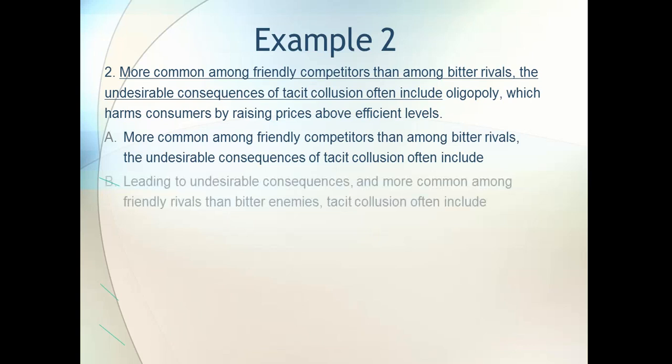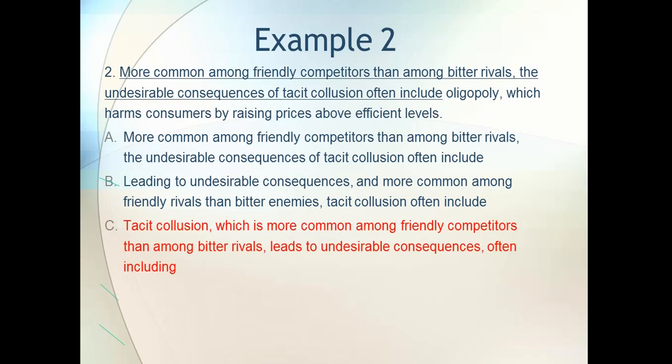All right, B states: leading to undesirable consequences and more common among friendly rivals and bitter enemies, tacit collusion often include, and then the rest of the sentence follows from above, right? Oligopoly, which harms consumers by raising prices above efficient levels.